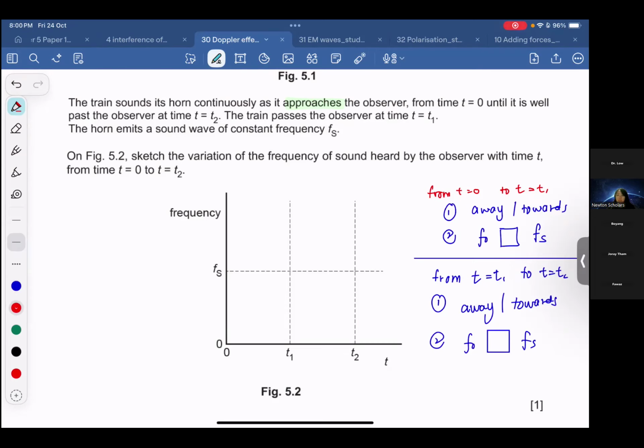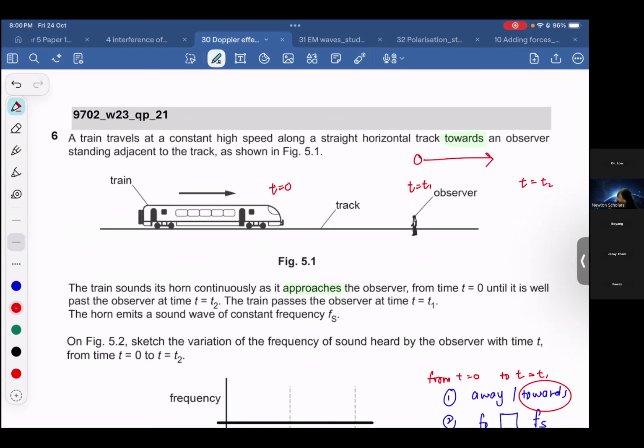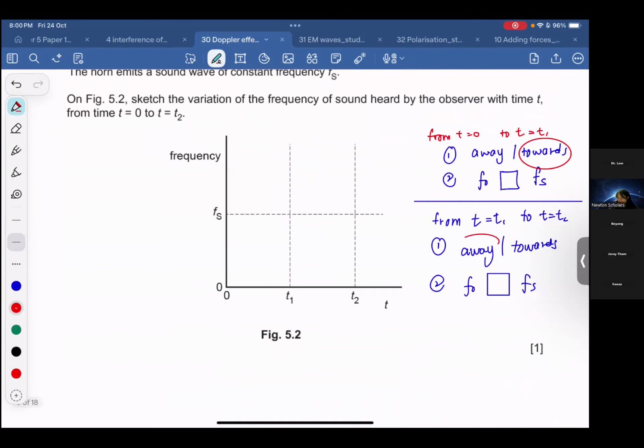Fatima, let me have a look. Yes, Fatima. So first is away? No, it's towards. At start is towards, then after that the train is away. If towards, nearer, the slinky spring is nearer, wavelength will be shorter, so your frequency should be higher. So here you can draw whatever, higher than your Fs. Then that is the correct answer.